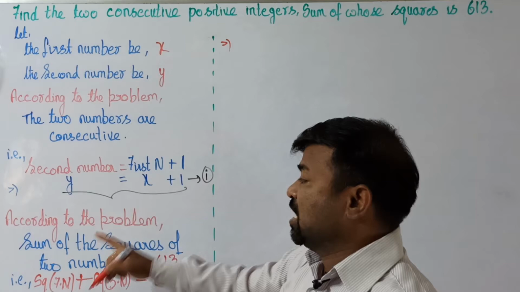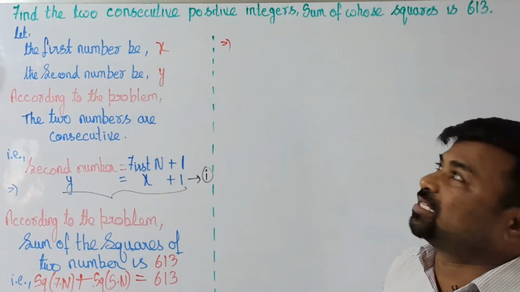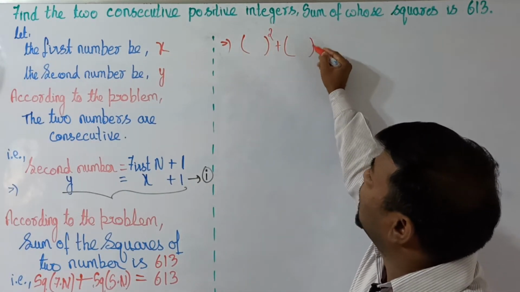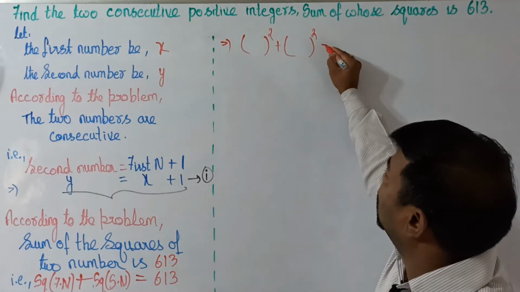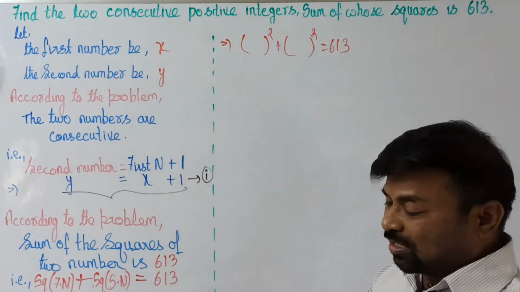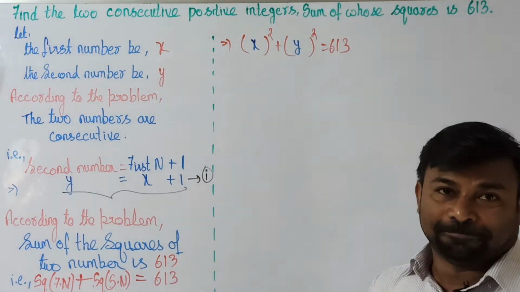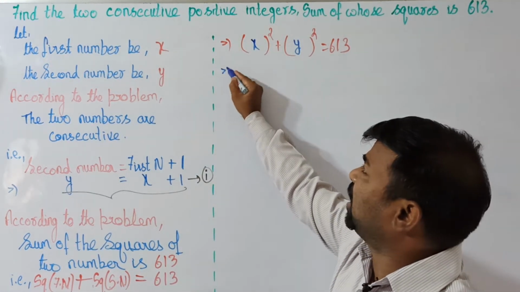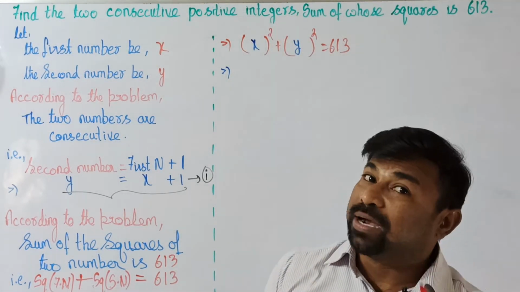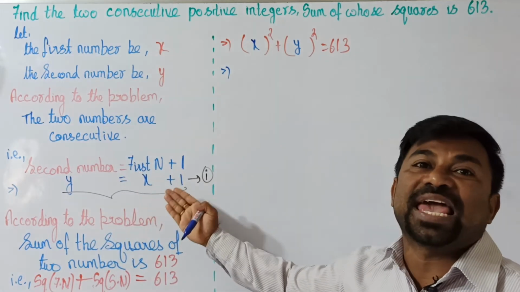What is the first number? It's nothing but x, and the second number is y. So x squared, the first number squared, plus second number squared is equal to 613. But as we all know, the value of y from equation 1 can be replaced as x plus 1.